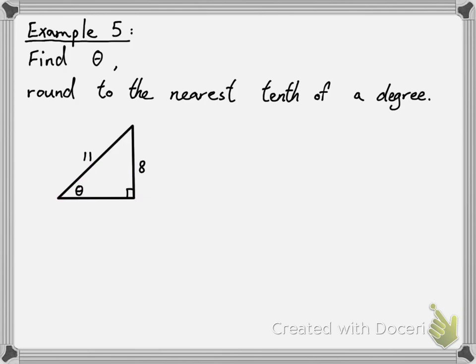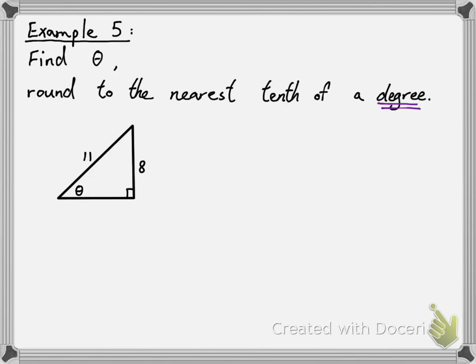Example number 5, find theta, round to the nearest tenth of a degree. To find theta, now the problem is given the opposite side and the hypotenuse side. Which of the trigonometric functions will we use for the opposite side and the hypotenuse? Please feel free to pause the video so that you can give it a try.